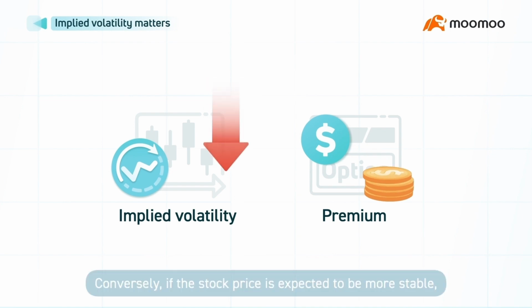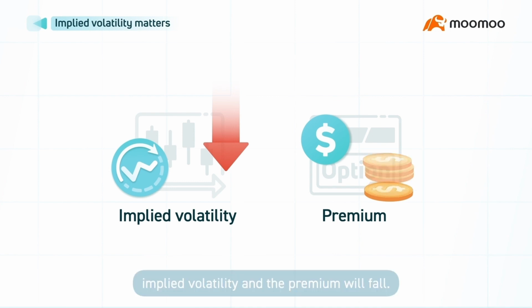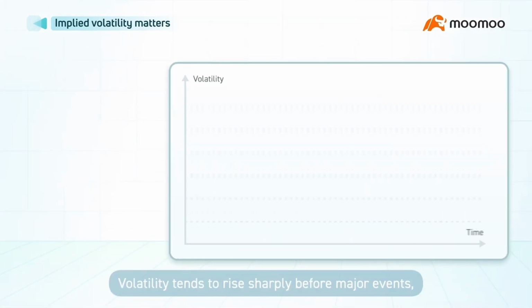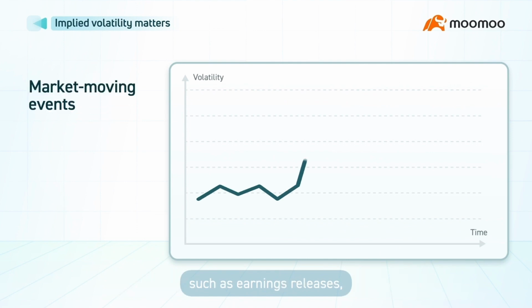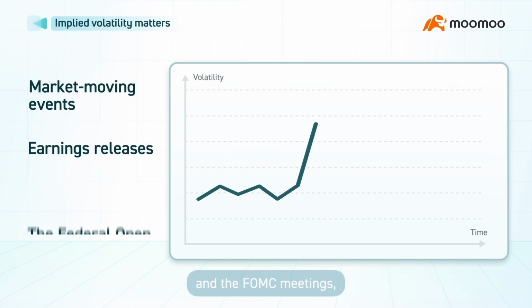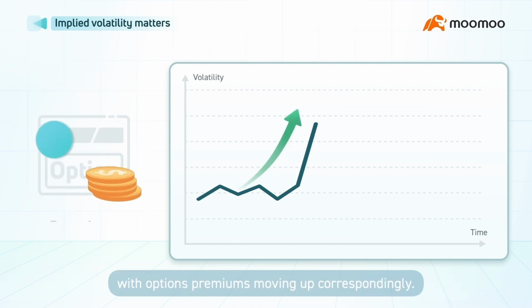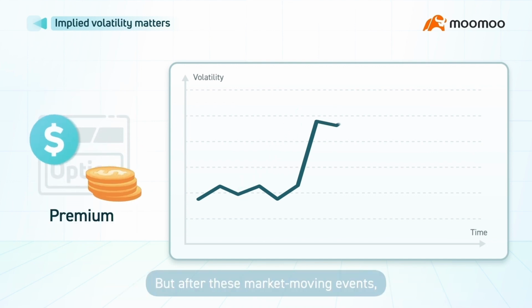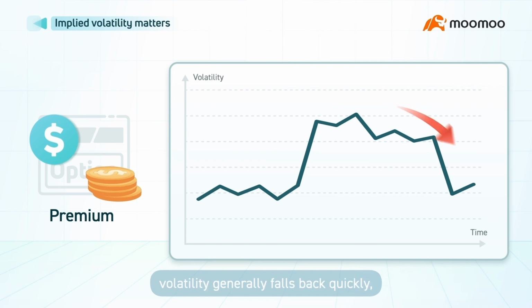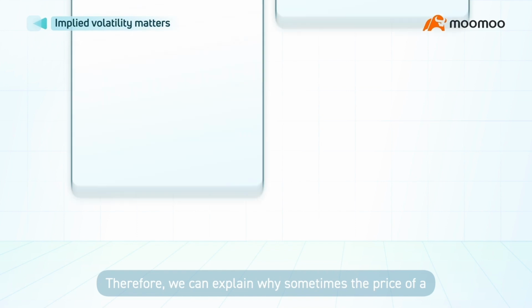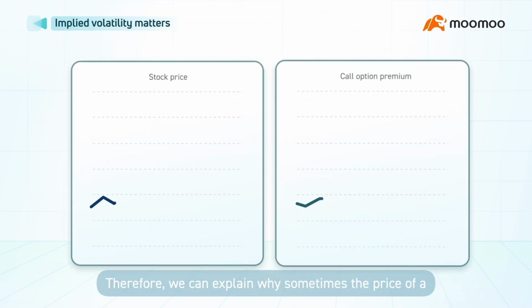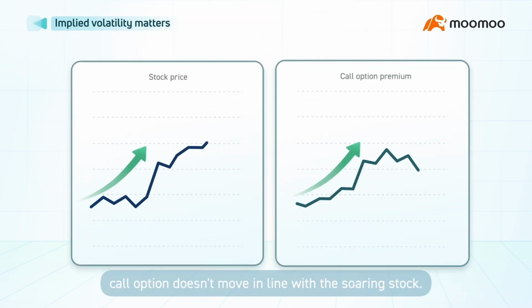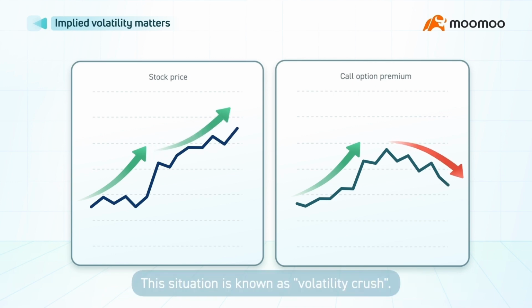Conversely, if the stock price is expected to be more stable, implied volatility and the premium will fall. Volatility tends to rise sharply before major events, such as earnings releases and the FOMC meetings, with options premiums moving up correspondingly. But after these market-moving events, volatility generally falls back quickly, driving down premiums. Therefore, we can explain why sometimes the prices of a call option don't move in line with the soaring stock. This situation is known as Volatility Crush.